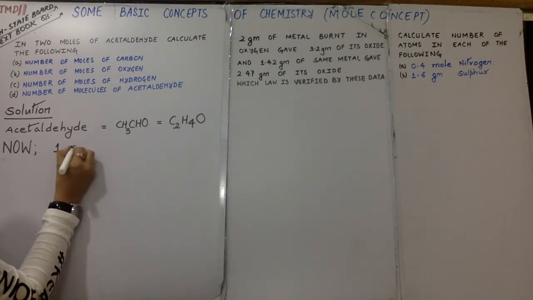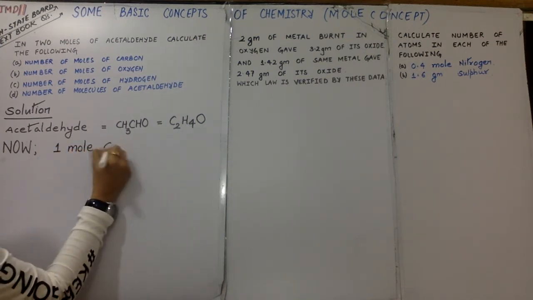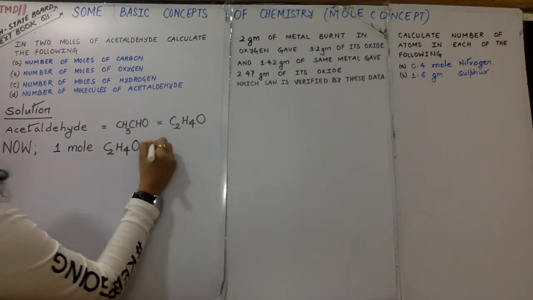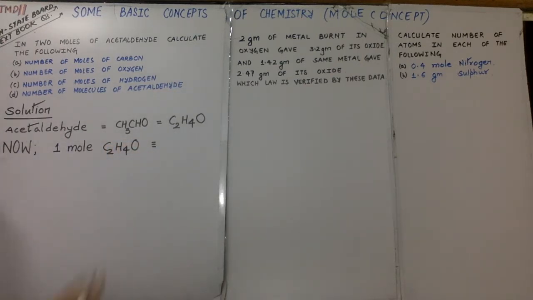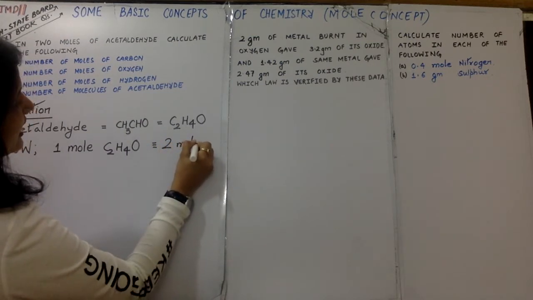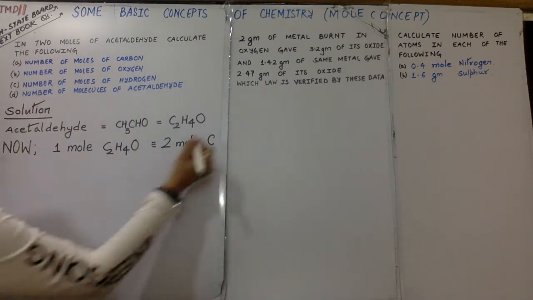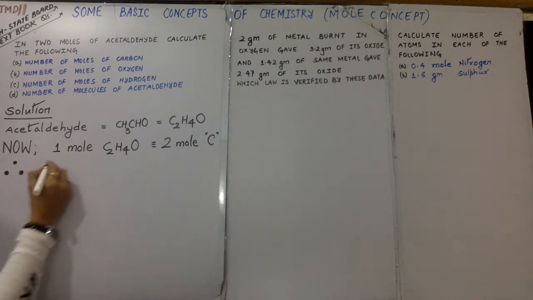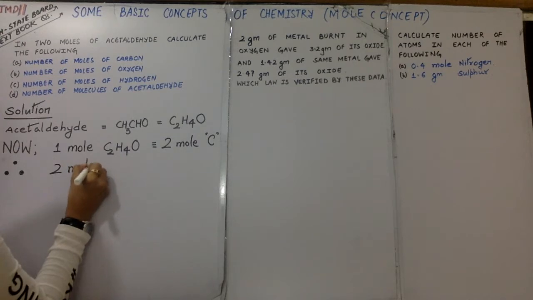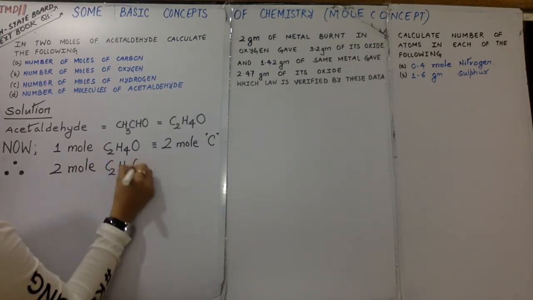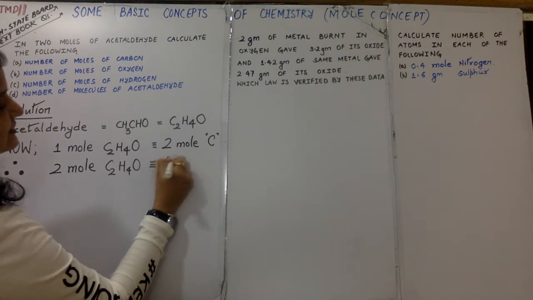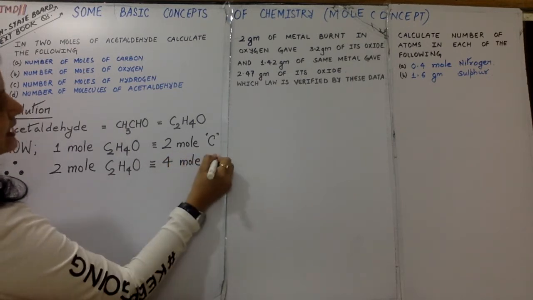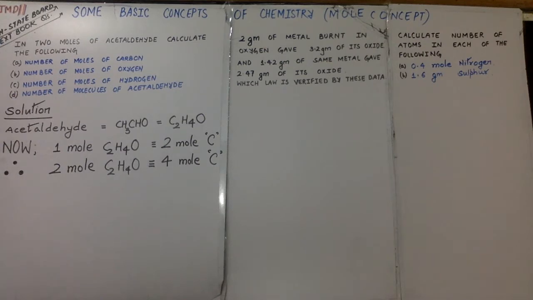So, now, 1 mole C2H4O, that is acetaldehyde, contains 2 mole carbon. Therefore, 2 mole acetaldehyde corresponds to 4 mole carbon. Very, very simple. Correct?